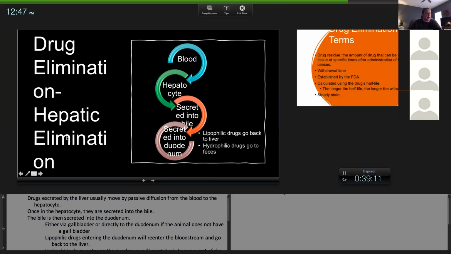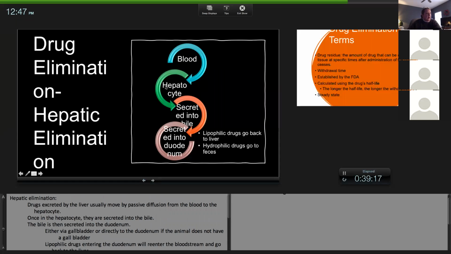Now, we talk about hepatic elimination when drugs go to the liver, okay? The blood goes into the liver, and you have a hepatocyte, which makes bile. Bile is secreted into the duodenum. Now remember that the bile duct connects, and so when bile is secreted into the duodenum, something that went to the liver is now in the intestinal lumen, okay? So if a drug is being eliminated, it goes into that bile fluid that is secreted in the duodenum.